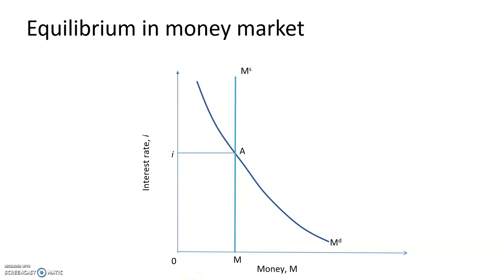Welcome back to part 2 of chapter 4, Equilibrium in the Money Market. The equilibrium condition is represented graphically. Money is measured on the horizontal axis and the interest rate is measured on the vertical axis.